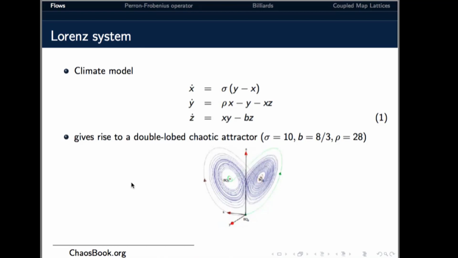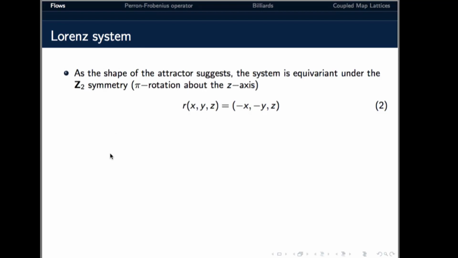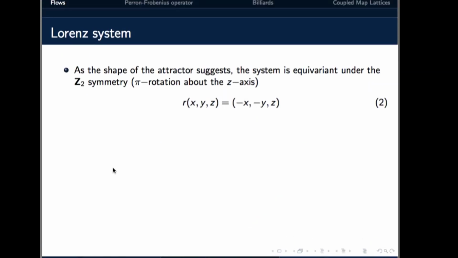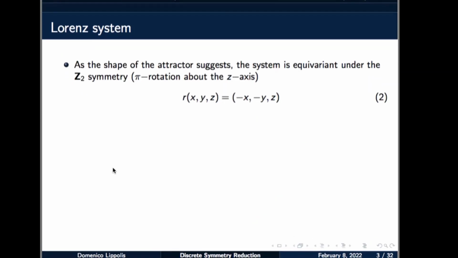But here we're focusing today on symmetries. One can see, or at least guess, that there's got to be some symmetry here due to the two lobes, but one can also see it from the dynamical system itself. As the shape of the attractor suggests, the system is equivariant under the Z2 symmetry. It's a pi rotation about the z-axis, right?